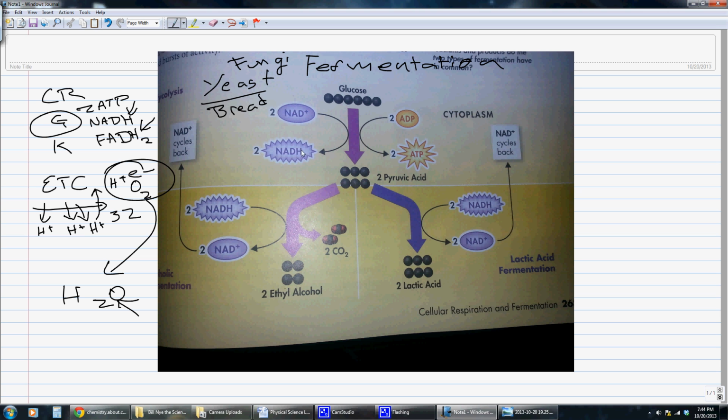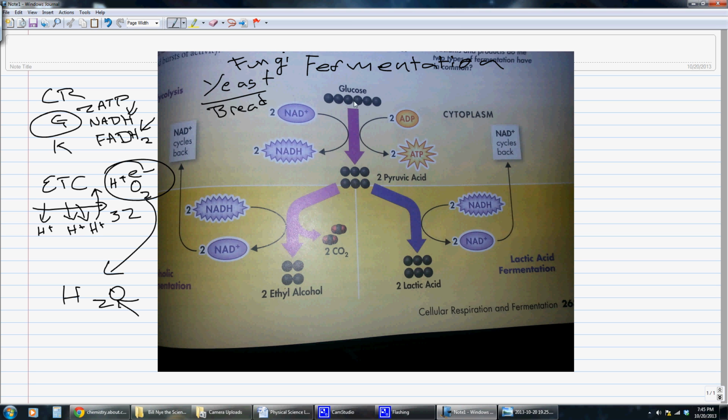There's nothing that can get rid of this high energy electron because it doesn't go through the Krebs cycle and the electron transport chain, which will eventually pull that off. So how do we get rid of that? Well, what these organisms do is they simply will rip off that high energy electron themselves and they will throw it onto a molecule that becomes ethanol alcohol.